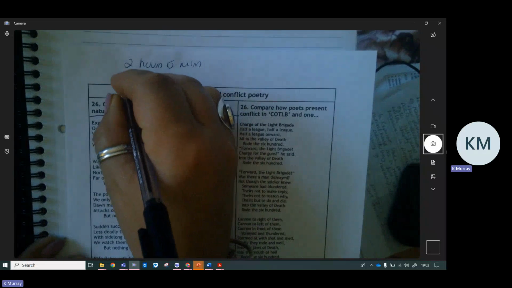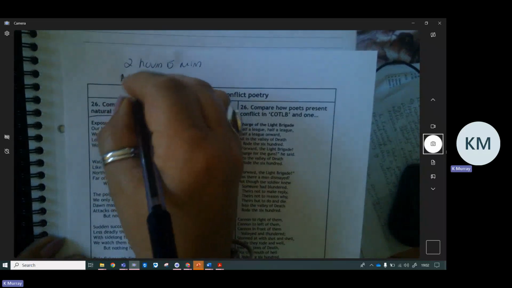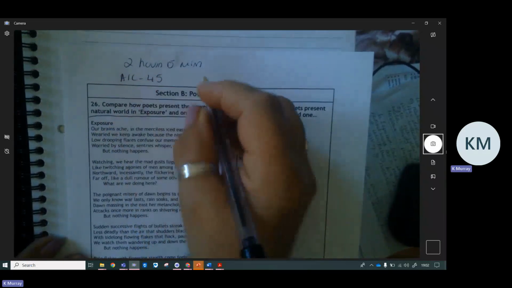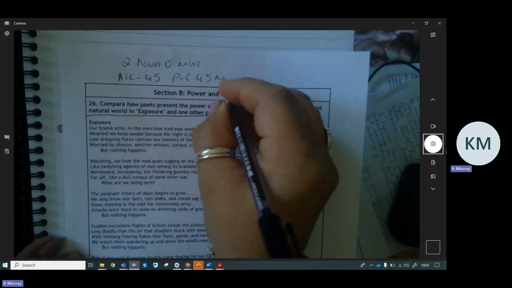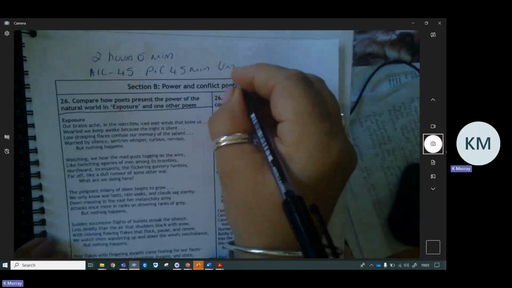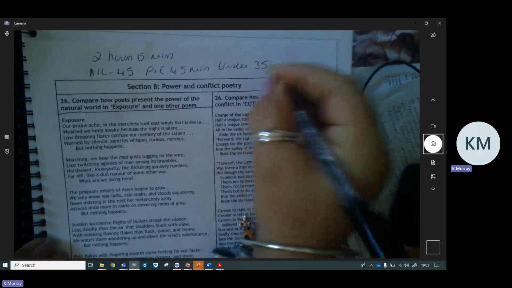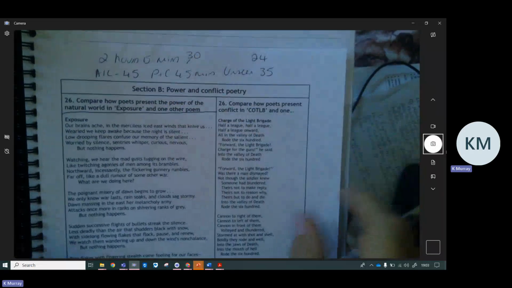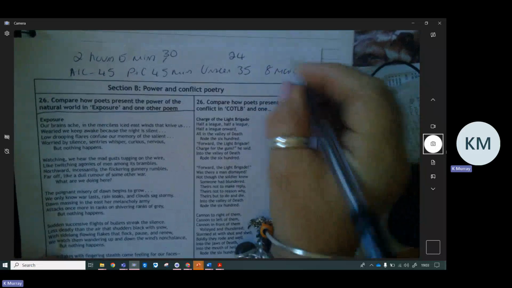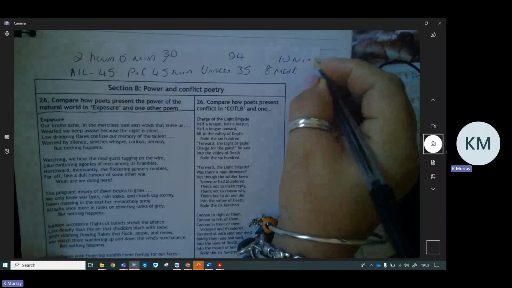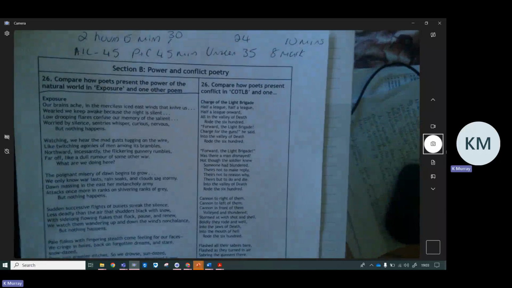So your first question is going to be An Inspector Calls, 45 minutes on that. Then the power and conflict, 45 minutes on that. Then the unseen, 35 minutes, because that's worth 24 marks and these are worth 30, and then the 8 mark at the end, which you're only going to spend 10 minutes on, because there's no point spending any more time than that on it, because the marks aren't there.